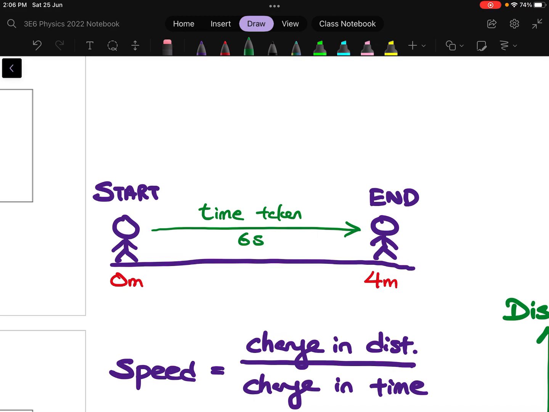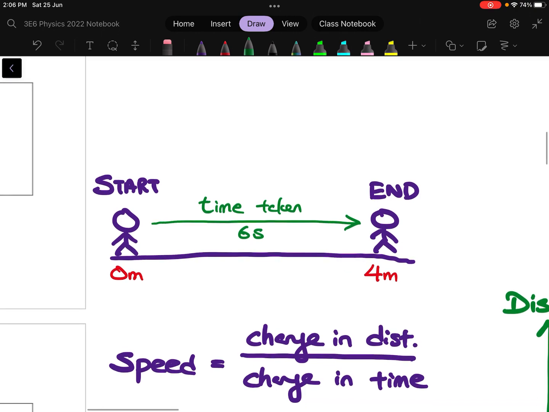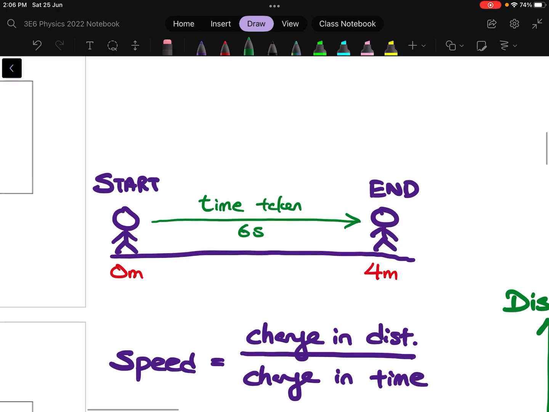So in your lower secondary, to find the speed, what you are doing is that you take 4 meter divided by 6, right? So in essence, what you are doing is that you are calculating the change in distance and then you divide by change in time, right? That's how you get 4 on top, because this is how you get 4 minus 0, right? That's how you get 4, right? How do you get the time?